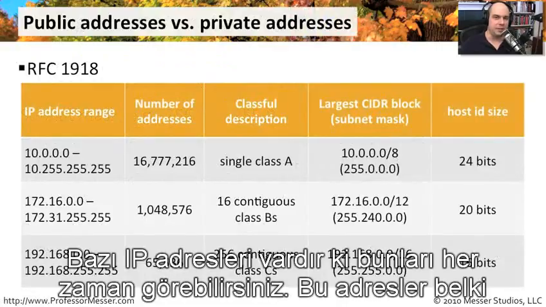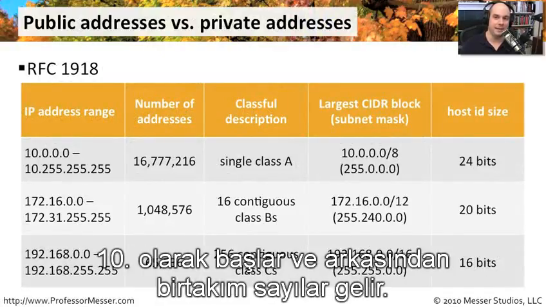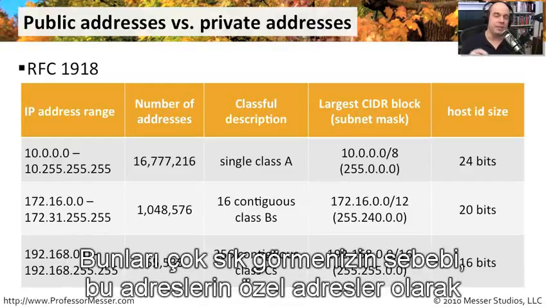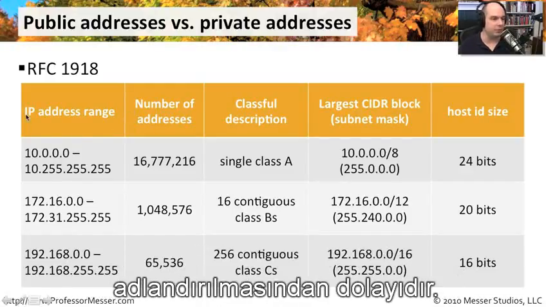There's a few IP addresses you may see all the time. They may be IP addresses that start with a 10 dot and a bunch of numbers. It may be the 192.168 range we just mentioned. And the reason you see these so often is because these are addresses that we call private addresses.